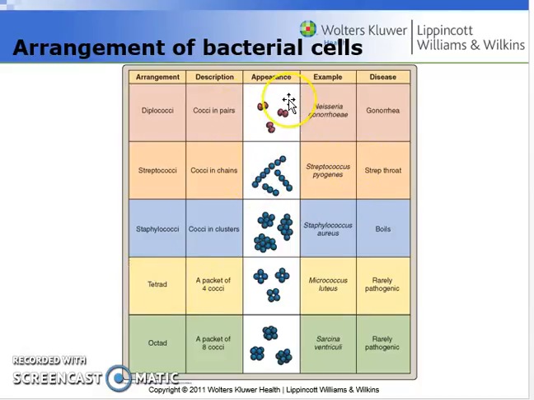And here's some more arrangement patterns. Here's the diplococci that I was talking about, some streptococci that are in chains, staphylococci, which are groups, the tetrad, where you have 4 cells joined together, or you can have octads, where you have 8 cells clustered together.